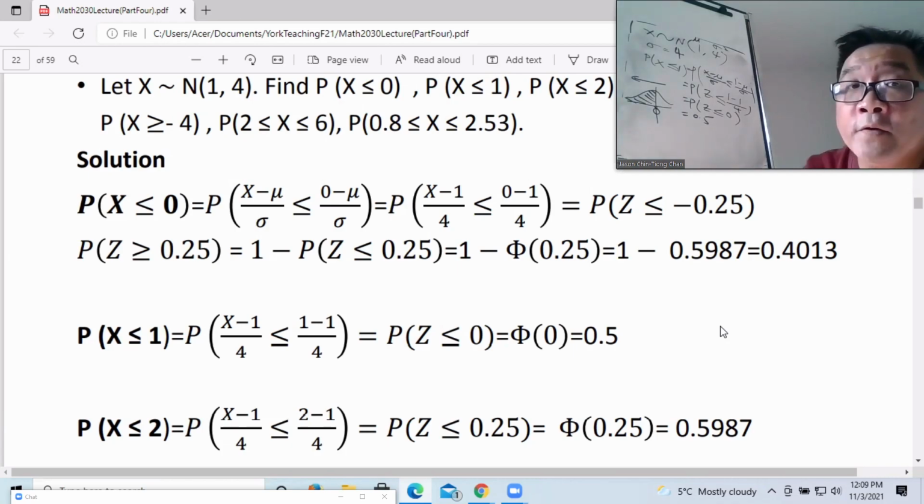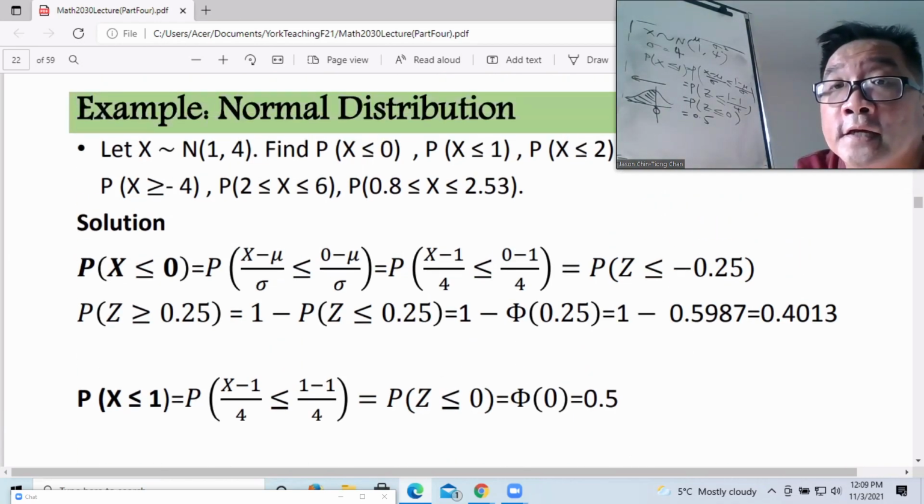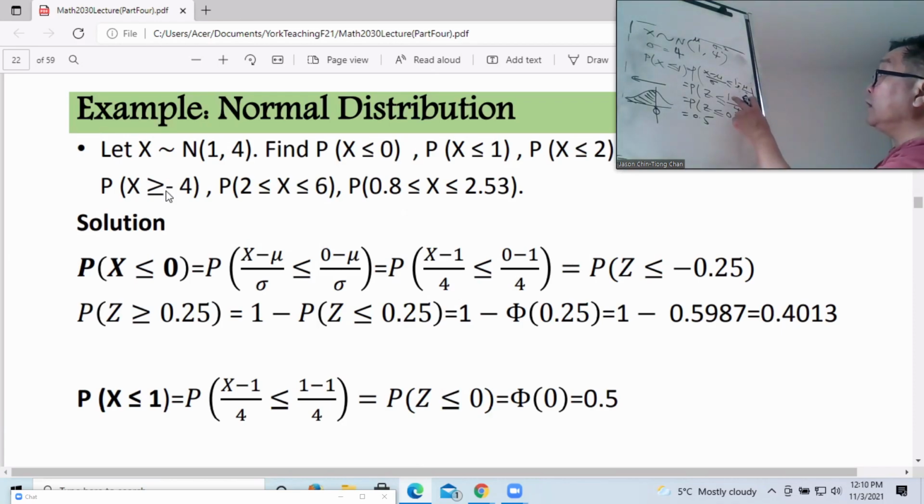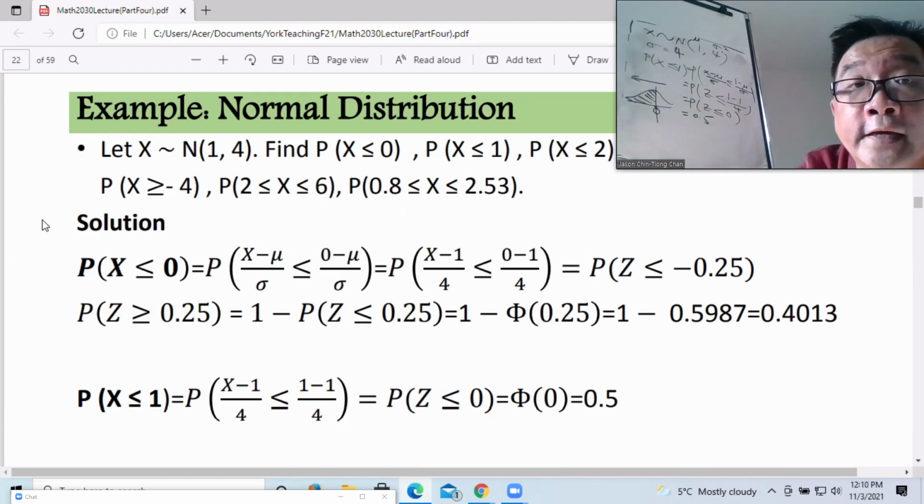Is that okay? Maybe we jump into some of the questions here. Which one do you want me to do? 1, 2, 3, 4, 5. How about we do this one? X more than or equal to -4? Why is it not negative? Because 1 minus 1 becomes 0. Yeah, sure, I can do the last three.